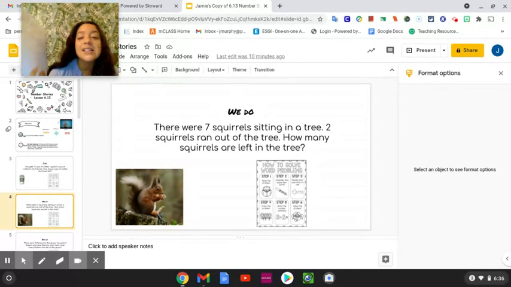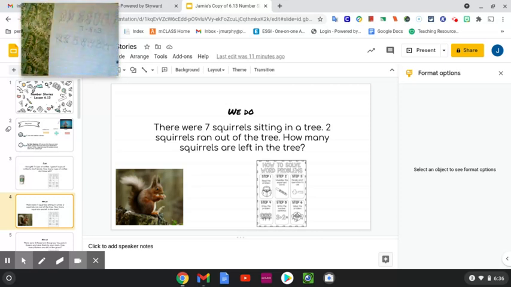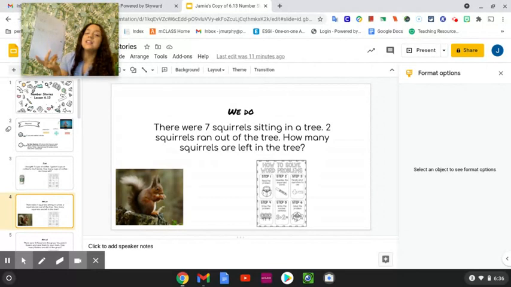Okay. It says that 2 squirrels ran out of the tree. So what should we do now? You're right. Put an X on 2 squirrels. So pick up your pencil. Mark an X on just 2 squirrels. Should look like this. Now we have to count how many squirrels don't have an X. Let's count together. 1, 2, 3, 4, 5 squirrels don't have an X.